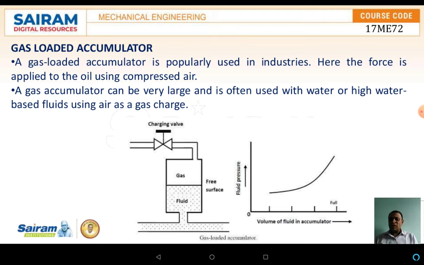A gas accumulator can be very large and is often used with water, or with high water based fluids, using air as a gas recharge. The schematic diagram shows the gas accumulator where the gas pressure is applied over the fluid flow. Here in this case it is not linear, the fluid pressure is varying.